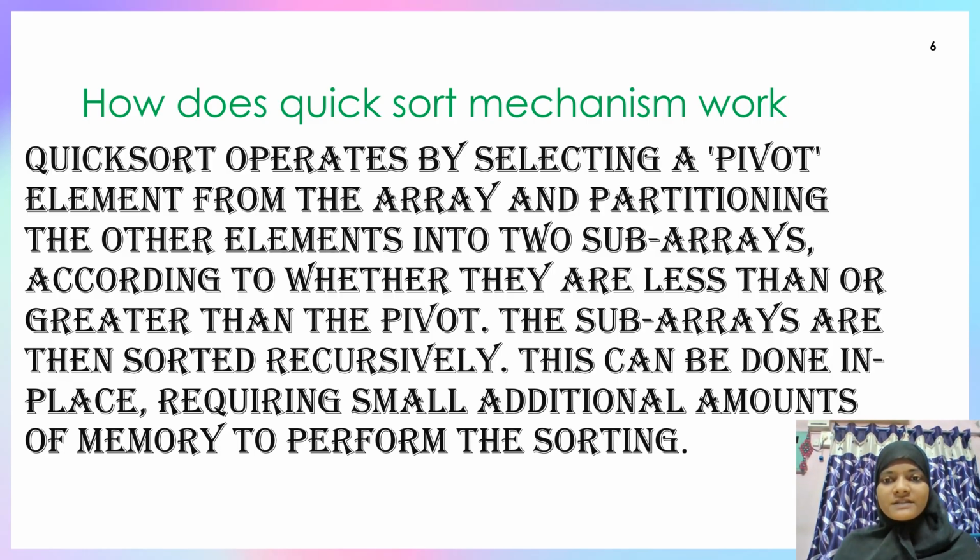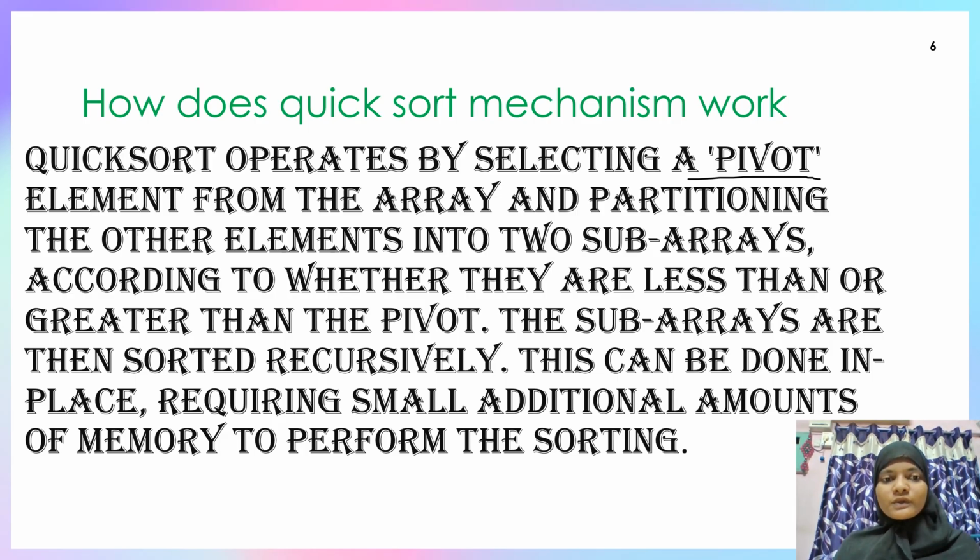Quicksort operates by selecting a pivot element from the array and partitioning the other elements into two sub-arrays according to whether they are less than or greater than the pivot element. Here we are selecting a pivot element. The pivot element may be the first element, the last element, or the second element.